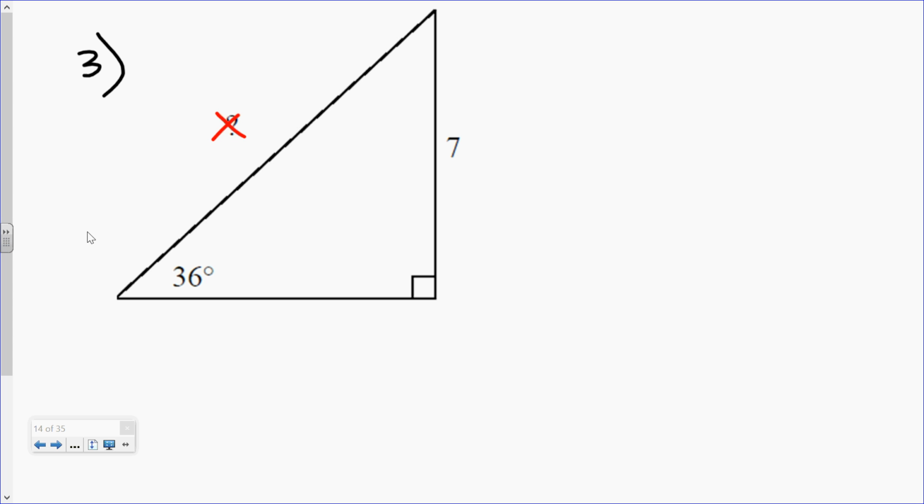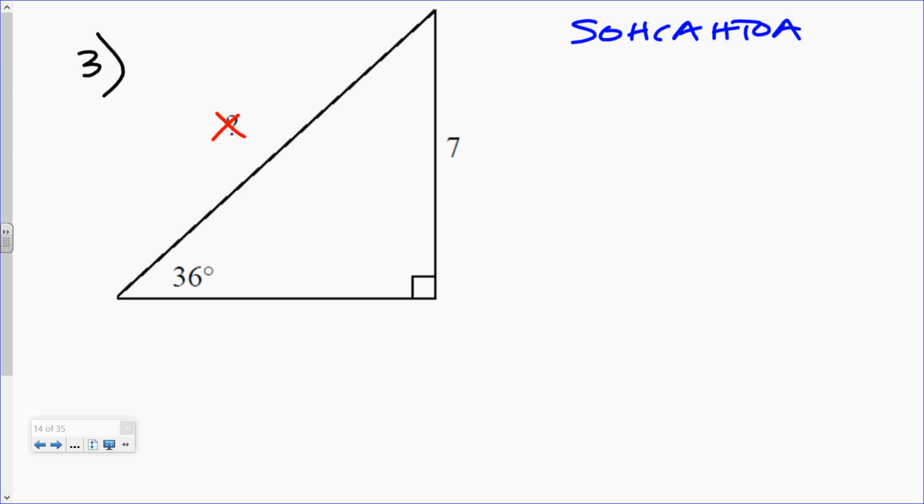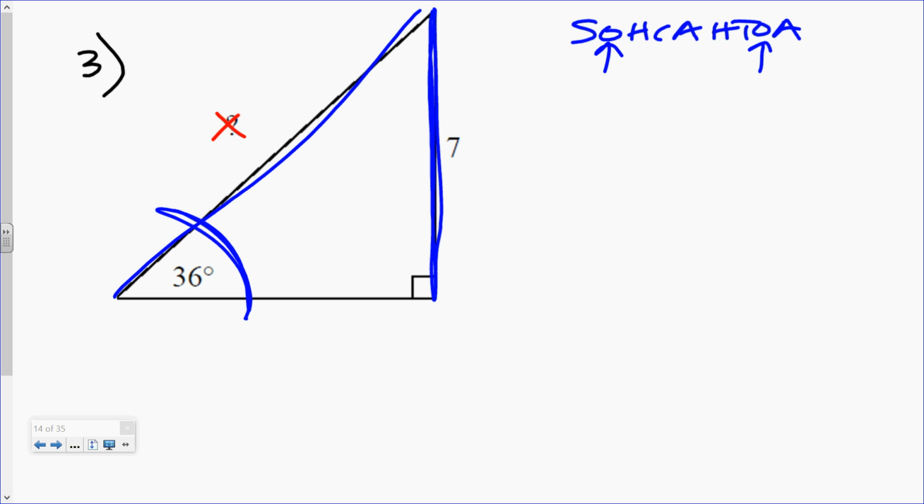All right. So sine, cosine, or tangent. Let's see, SOHCAHTOA. I'm dealing with a 36-degree angle. This side is the opposite, so I know I'm going to use the sine or the tangent. But this side, what is this side here in the triangle? Hypotenuse. So I know I'm going to use the sine this time, not the tangent.